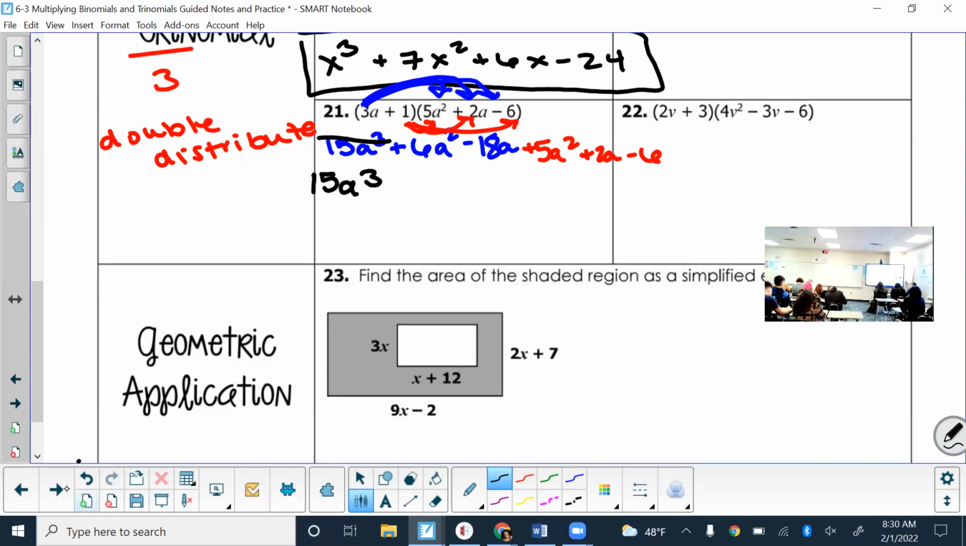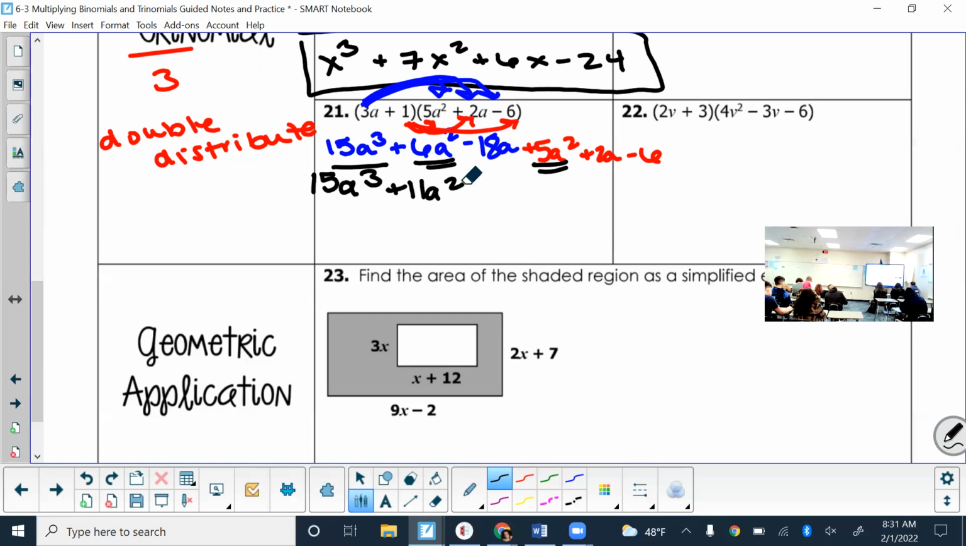All right, so after the 15a cubed, what would we look at next? 6a squared. Can anything combine with that one? 5a squared. Good, so just scan it, look for any others that you can combine, and there is another one. So what's 6a squared plus 5a squared? 11a squared.